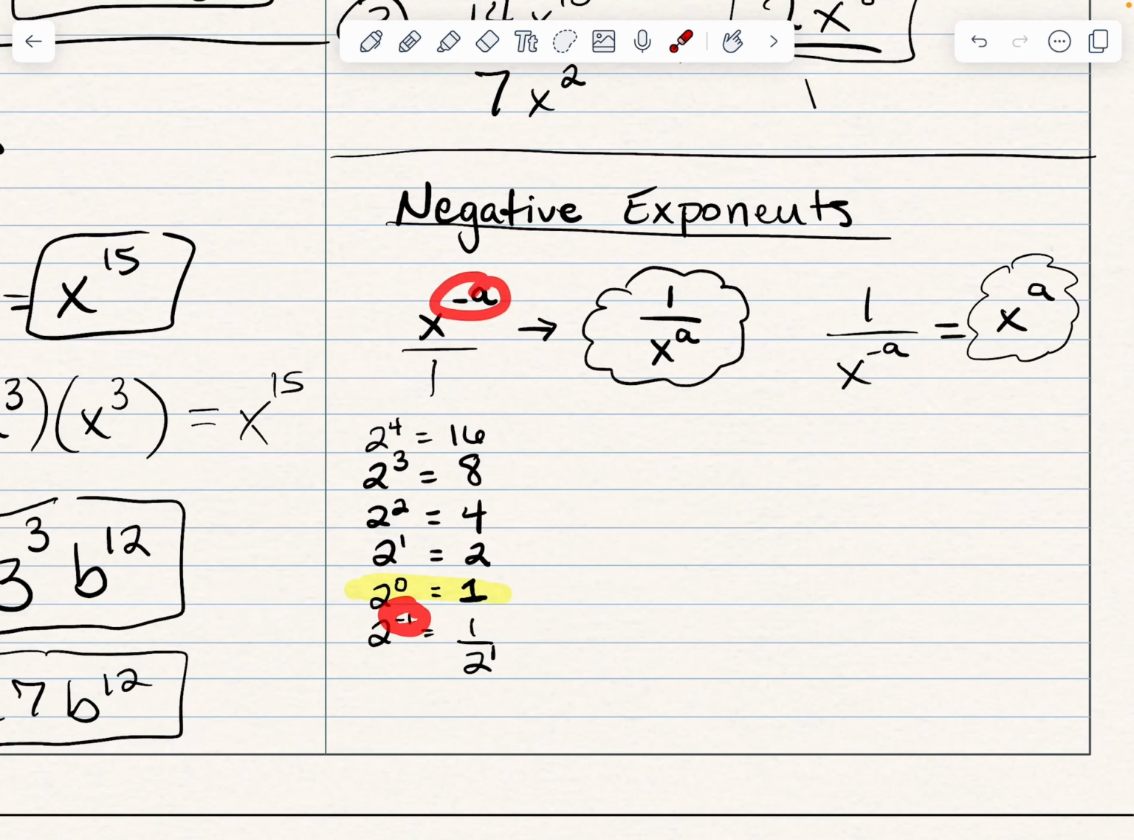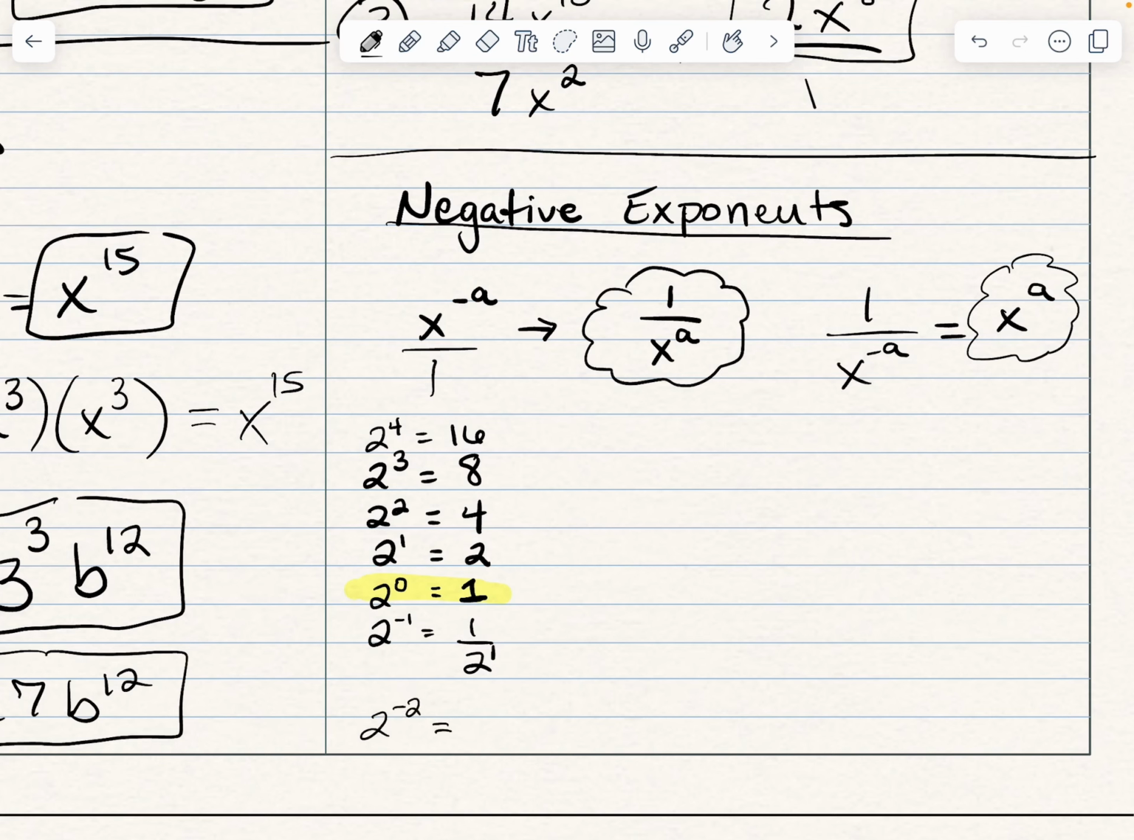And here you see the rule, right? x to the negative a is the same as 1 over x to the positive a. That's where our rule comes from.